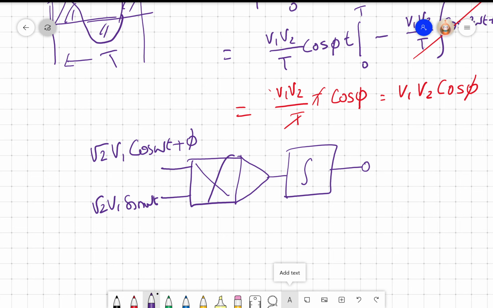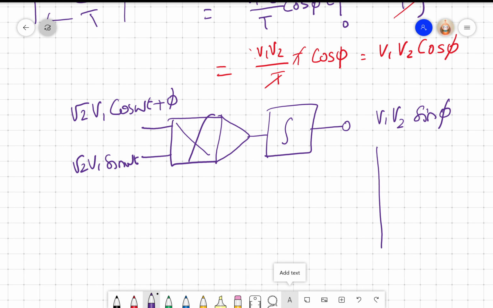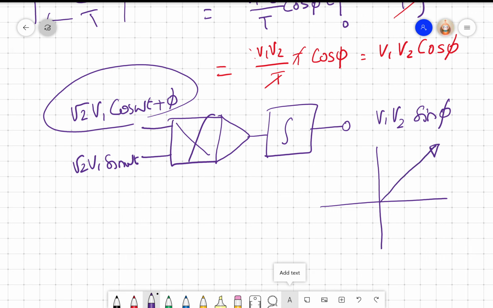So I am not going to derive this. You can derive this: V1 V2 sine phi. The output will be proportional to the sine of the phase angle between V1 and V2, right? So if I write the root 2 V cos omega t plus phi as a phasor, this is V1, this is angle phi, right?